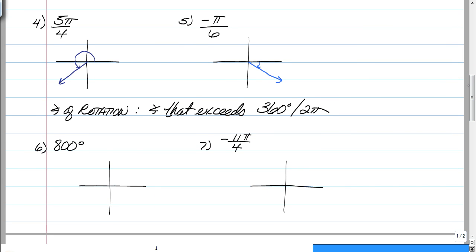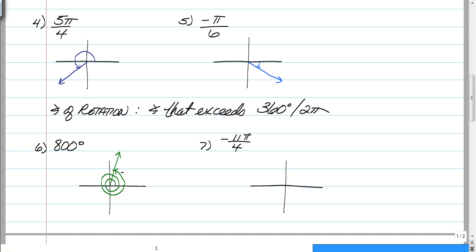An angle of rotation is an angle that exceeds 1 full rotation in either degrees or radians. So to draw 800 degrees, you have to think about it for a minute. Here's 360. Here's 720. And now 800 would be an additional 80 degrees. So you're right there. That's how you graph an angle of rotation.